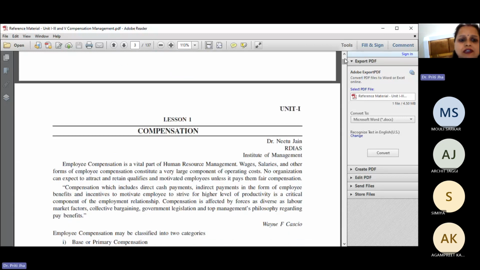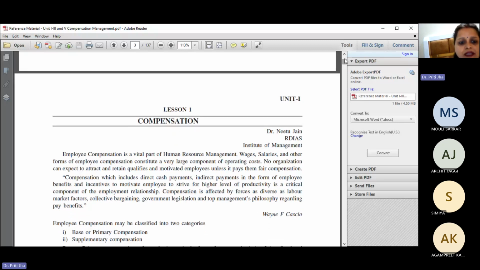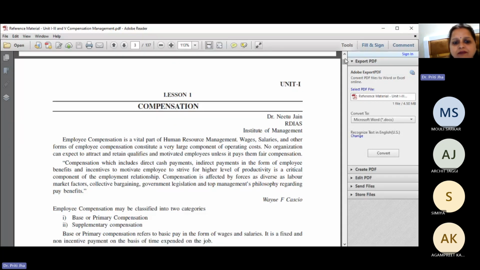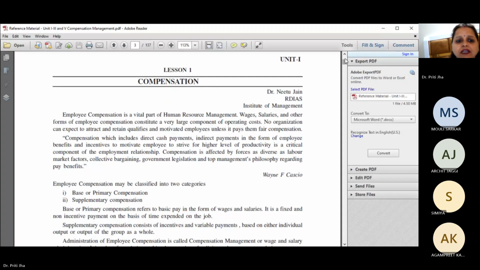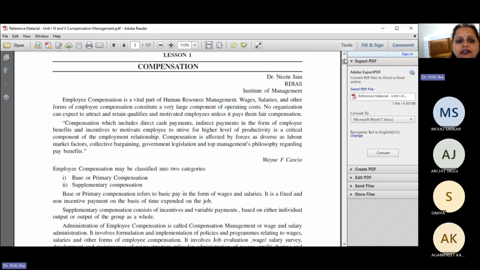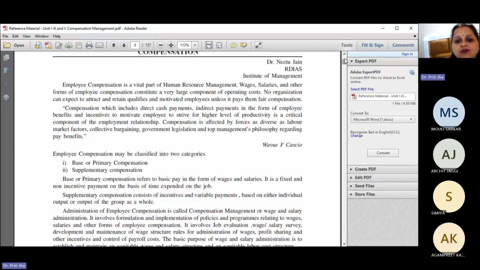Compensation. Employee compensation is a vital part of human resource management. Compensation includes direct cash payments, indirect payments in the form of employee benefits, and incentives to motivate employees to strive for higher levels of productivity. Compensation is affected by forces as diverse as labor market factors, collective bargaining, government legislation, and top management's philosophy regarding pay and benefits. Employee compensation is classified into two categories.